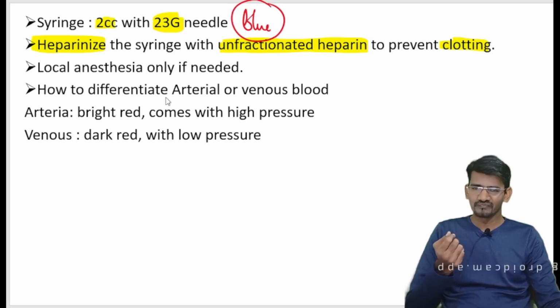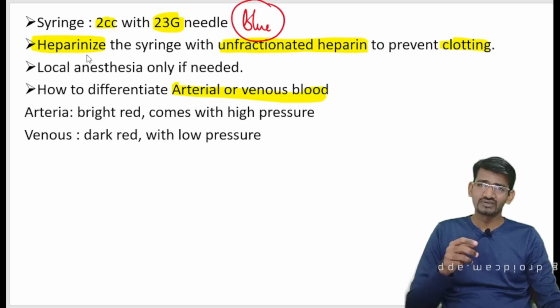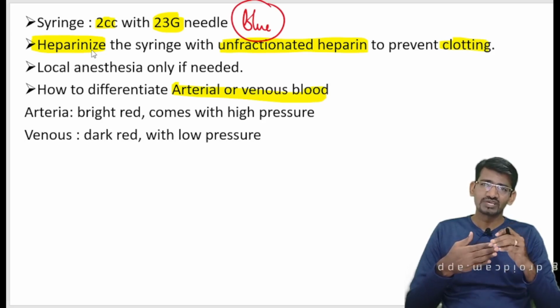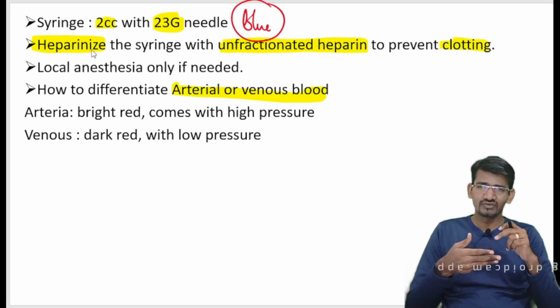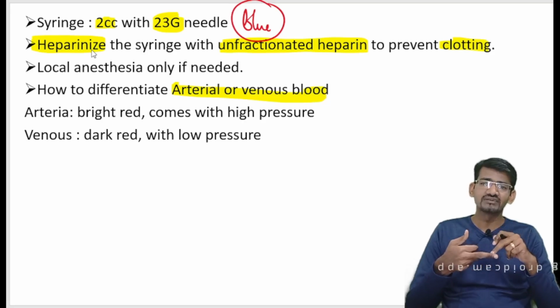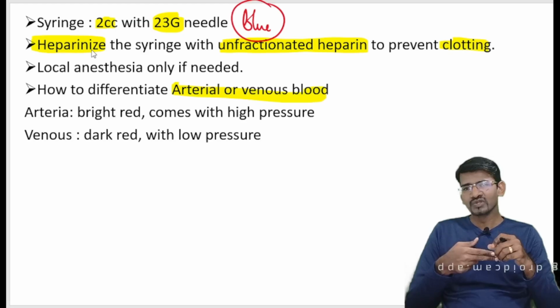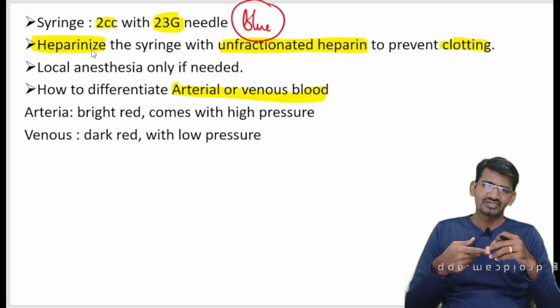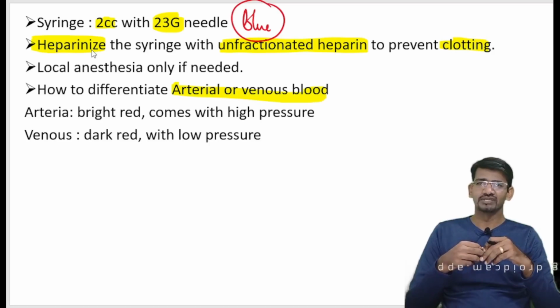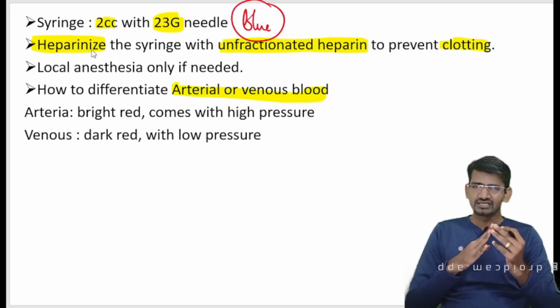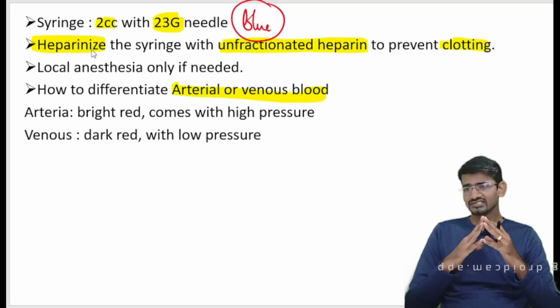Once you draw the blood, how will you identify whether it is arterial or venous blood? Sometimes, because the arteries and veins are side by side, when you insert the needle it may prick the vein while you feel you have pricked the artery, and you draw the sample. So instead of an arterial sample, you have taken a venous sample.